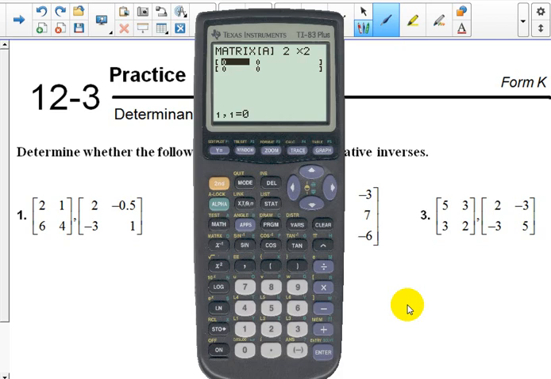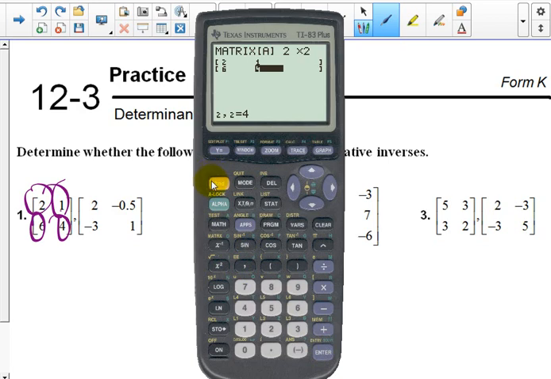Next, it took you inside the array. So now let's just start entering the numbers. We've got 2, 1, 6, 4. So just press the number 2, enter, and enter will take you to the next field. 1, enter, and it'll take you to the next field. 6, enter, and 4, enter. It's done. That's how quick it is to put a matrix in.